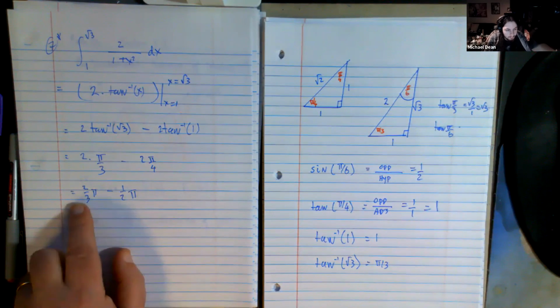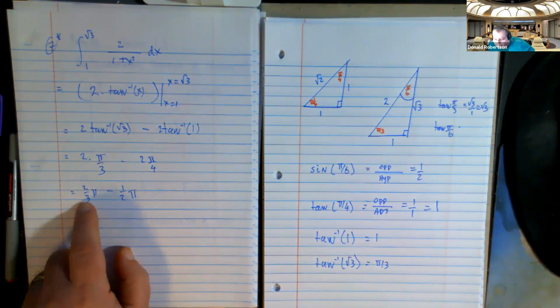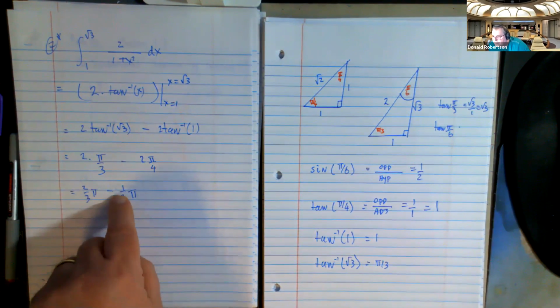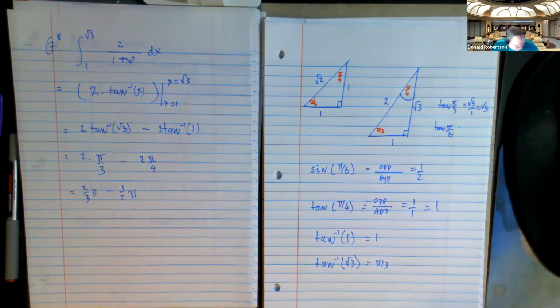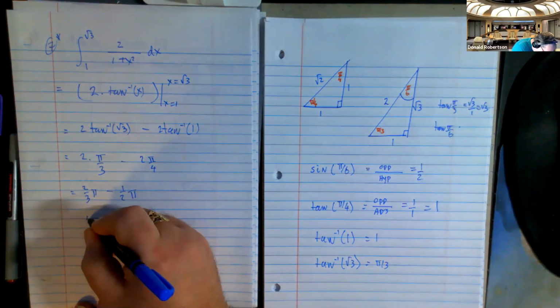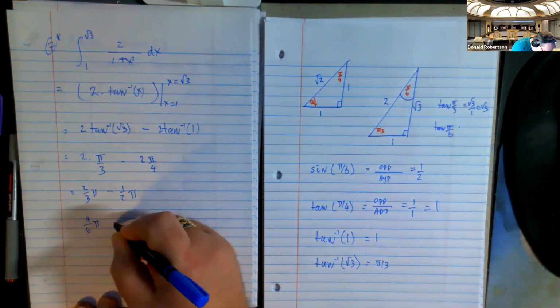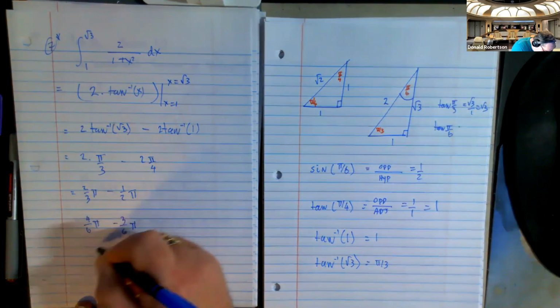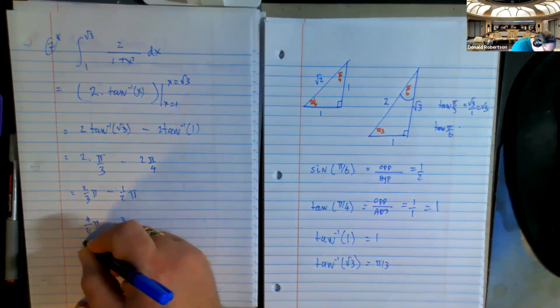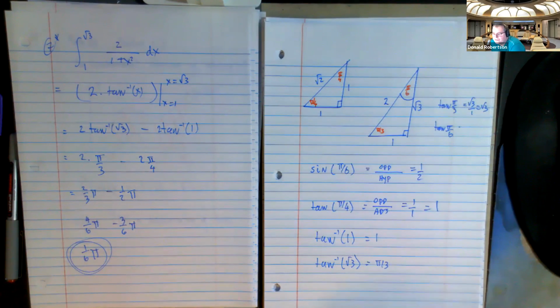Yeah. Don't you basically have to just add 2/3 and take 2/3 and subtract a half from it? Now, if I was going to do that, I would convert this guy into 6 and this guy into 6. And that gives me the ultimate final answer, which is 1/6 pi. Does that look good?